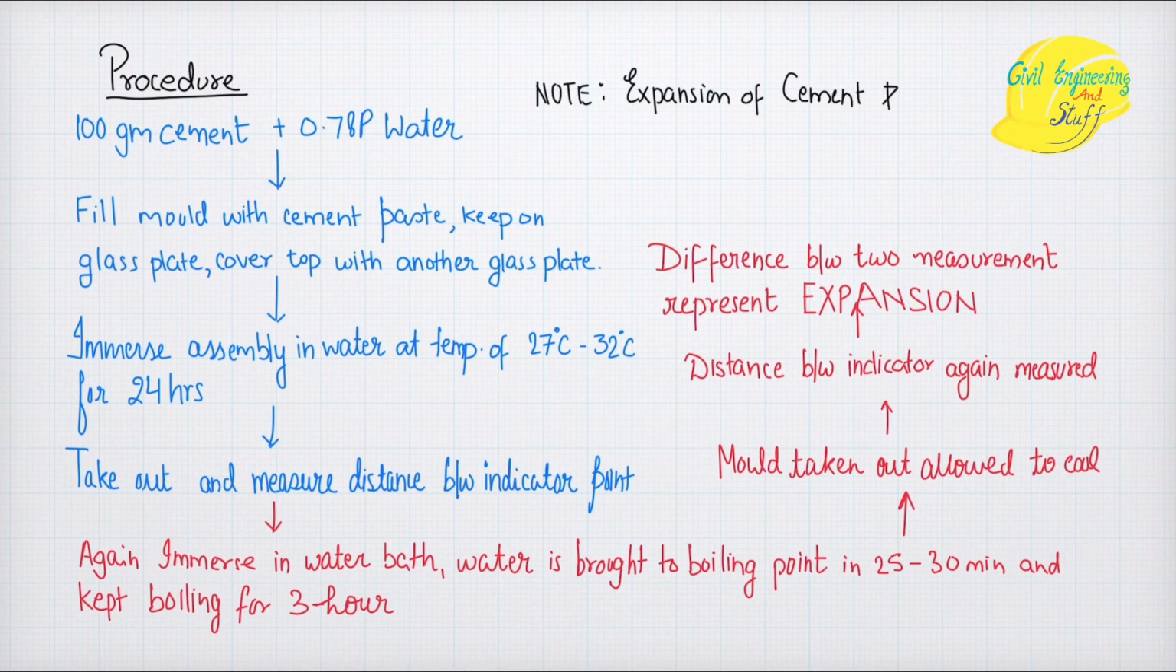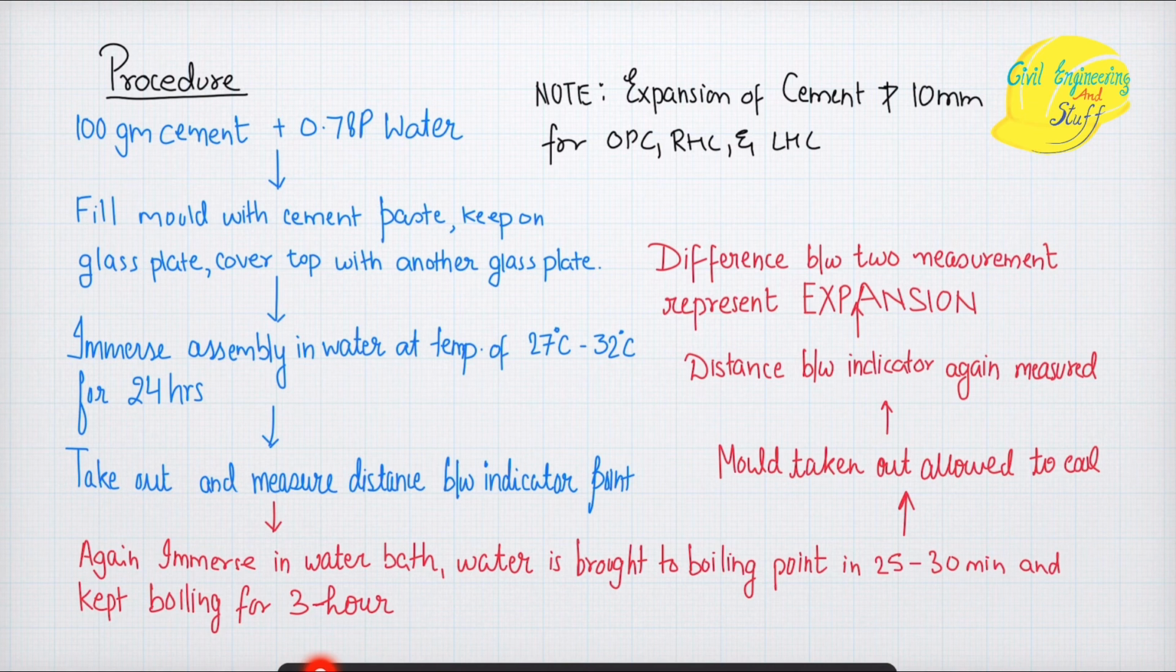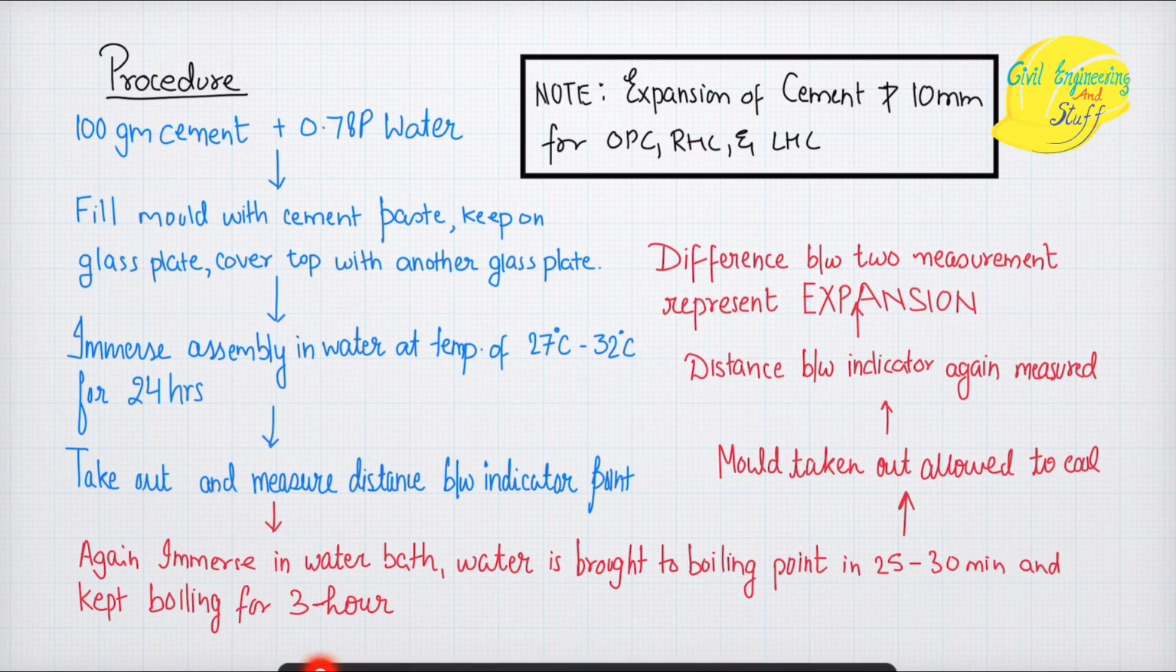Now the expansion of the cement should not be greater than 10 mm for OPC, that is ordinary Portland cement, rapid hardening cement, and low heat cement. Okay, the expansion of the cement should not be greater than 10 mm for OPC, RHC, and LHC. Alright, you must remember these.